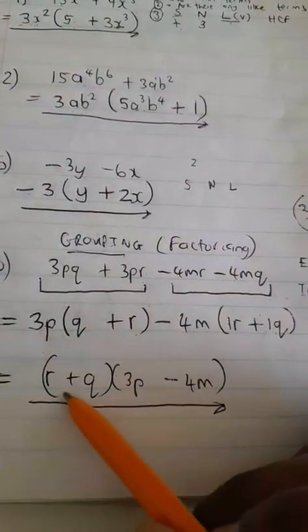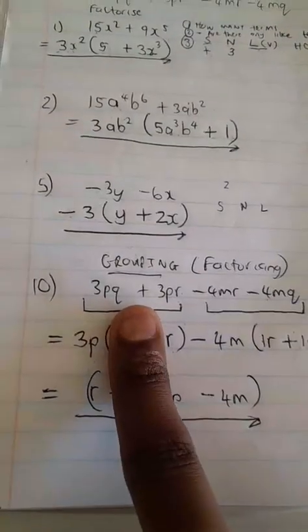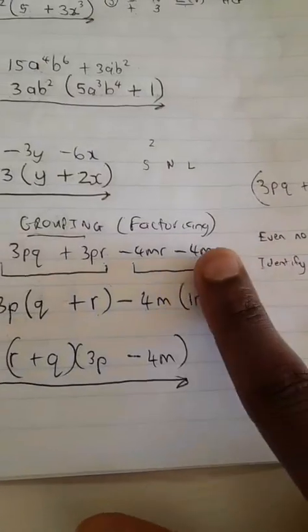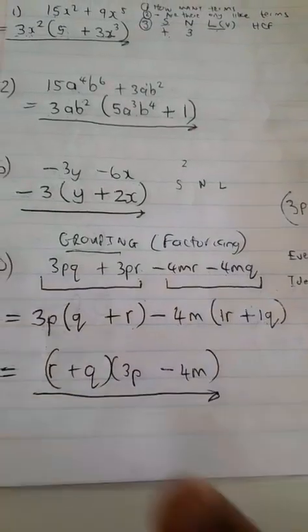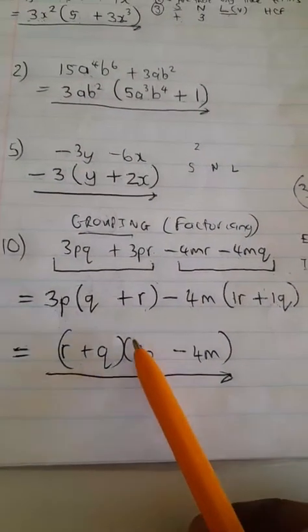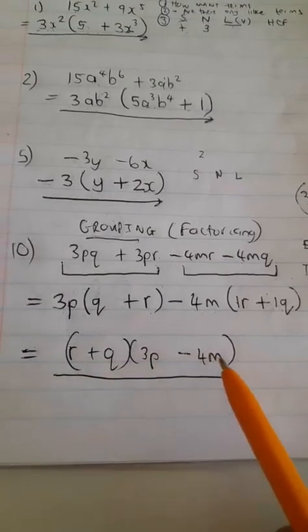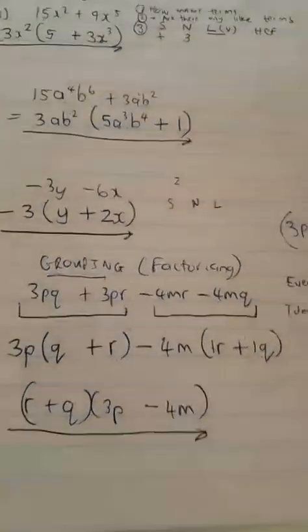And then when we take that out, we ask ourselves, what is left on the left? It's 3p. What is left on the right? It's negative 4m. So therefore our factorization is R plus Q into 3p minus 4m. Okay. Right, so this was just me reviewing what we did yesterday, and I repeat again, if you missed it yesterday, the YouTube channel is there for you to go and re-watch the entire session and segment, so that your factorization for grouping is not compromised. Your factorization for grouping is well and good. All right.